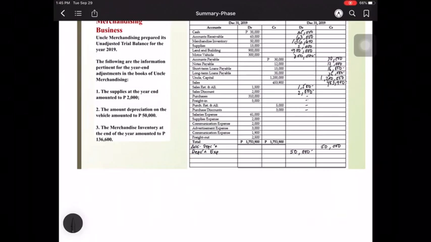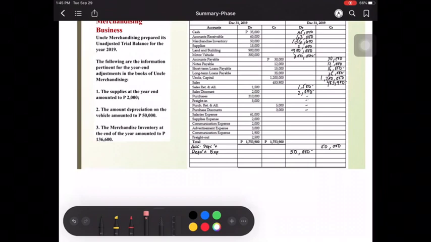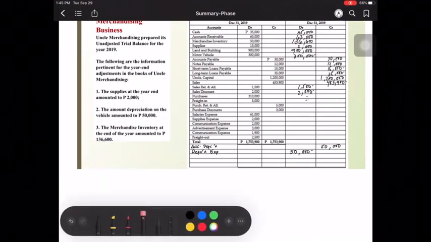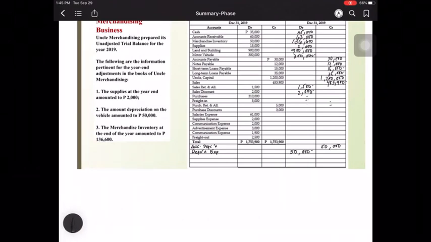Next, we copy your expenses. So salaries expense is not affected by the adjustment, 61,000. How about your supplies expense? Yes, we adjusted your supplies expense. We debited an additional 13,000, so your supplies expense should now be equal to 15,000 pesos. We have two communication expenses here again. All right, let's just use them.